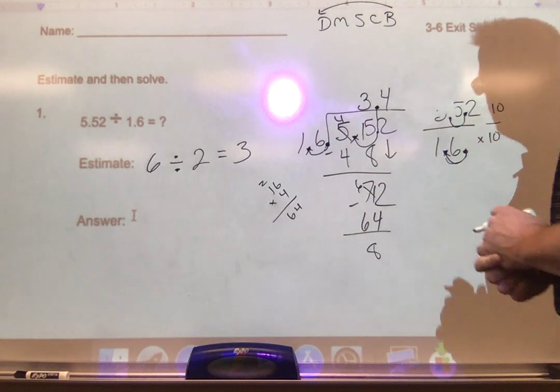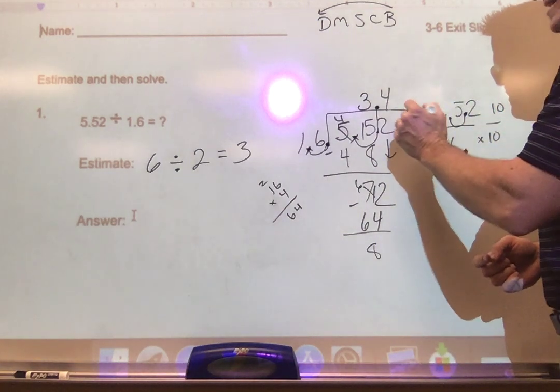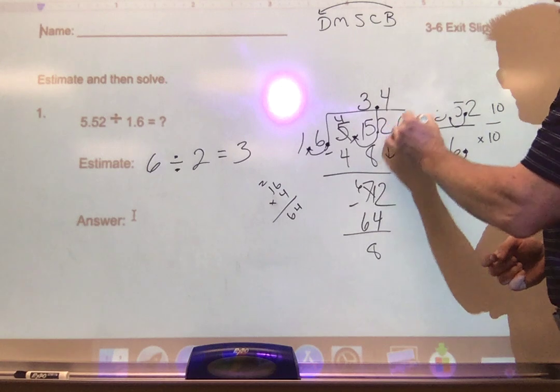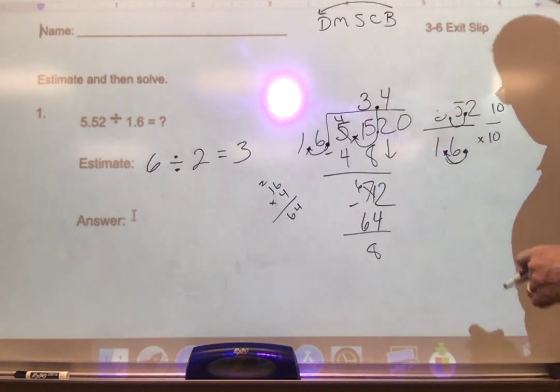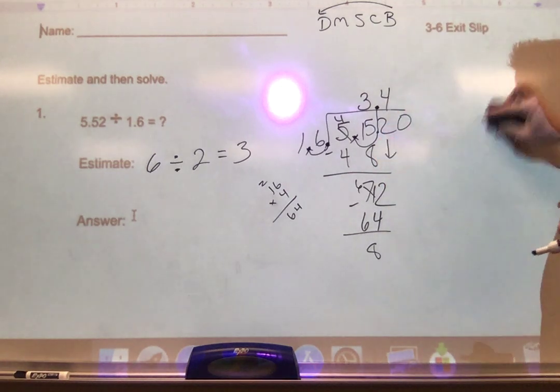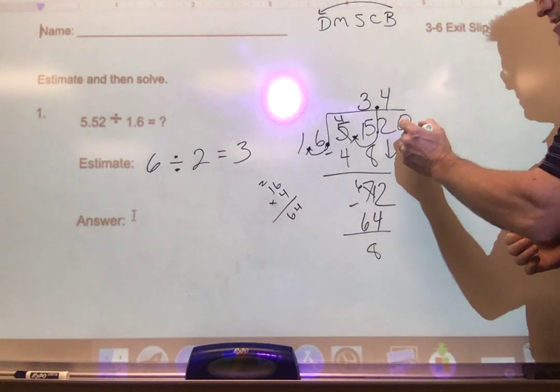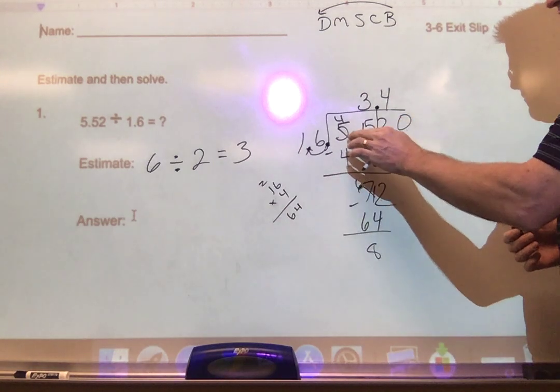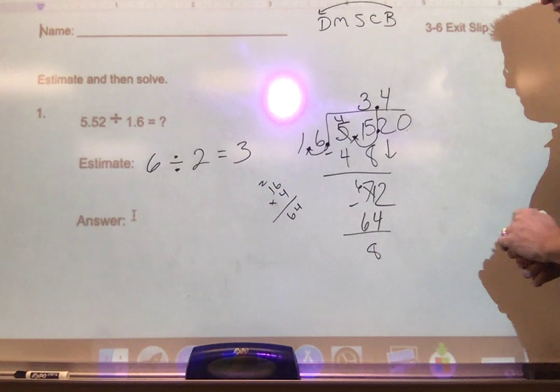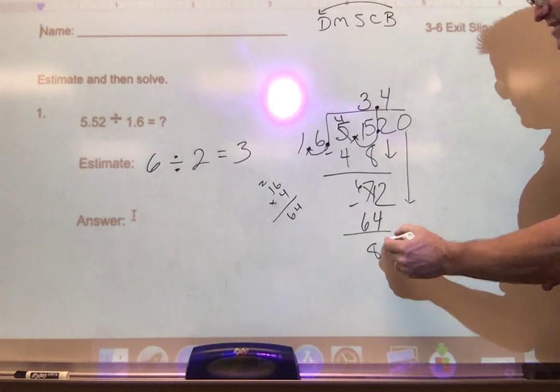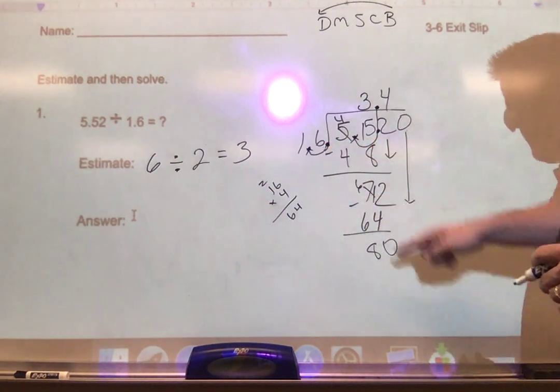And again, not done yet. We need to know that if it's a decimal, we can add zeros forever after it. I'm going to erase this right here. So I can add a 0 and then bring it down and continue, because that doesn't change any value. 5.52 is the same as 5.520, but it allows me to continue the process. And how many times does 16 go into 80?